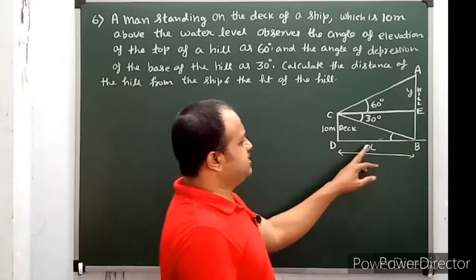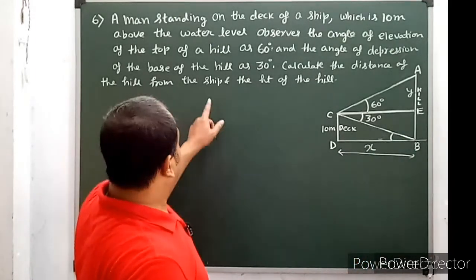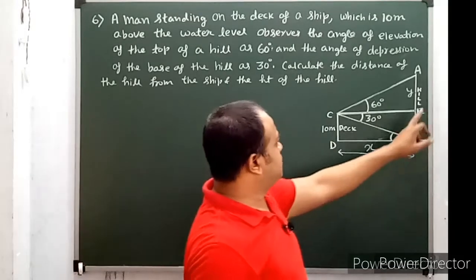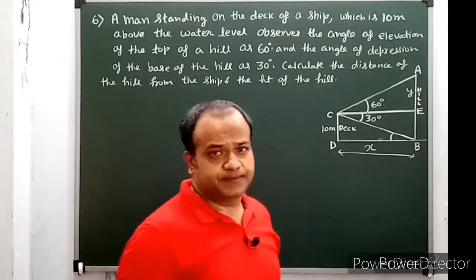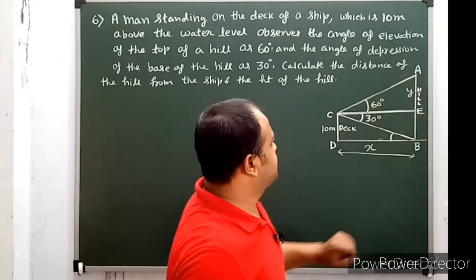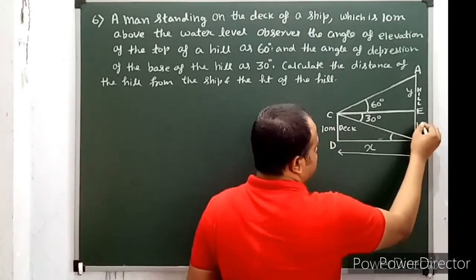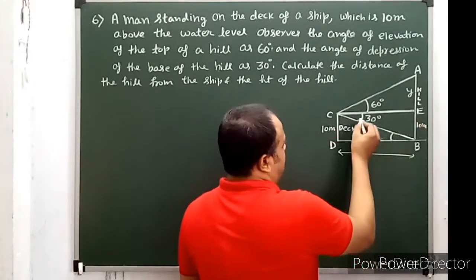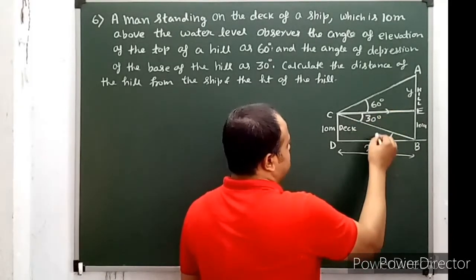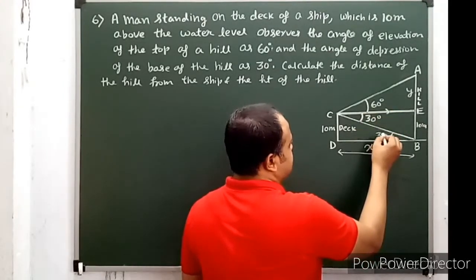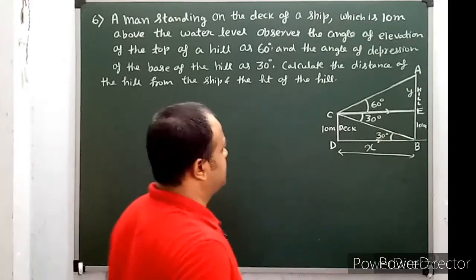Suppose we assume BD to be X. And you have to find the height of the hill, means you have to find AE as well as BE, means you have to find AB. Now CD is 10 meters, so automatically EB will also be 10 meter. Now these two lines are parallel lines, so if this is 30 degree, this angle will also become 30 degree.